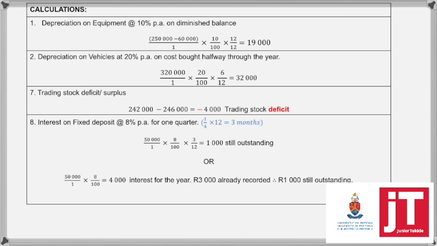And then number 8, as we said, interest on fixed deposit, 8% per annum for 1 quarter. So 1 quarter, remember, of a year. So a quarter of 12 months is 3 months. So that is why I say times 3 over 12 is 1,000 Rand still outstanding. Or you could have just calculated for the entire year. So 50,000 times 8 over 100 gives you 4,000 interest for the year. 3,000 interest on fixed deposit is already recorded, so there's still 1,000 Rand outstanding. Different way of looking at the same thing.